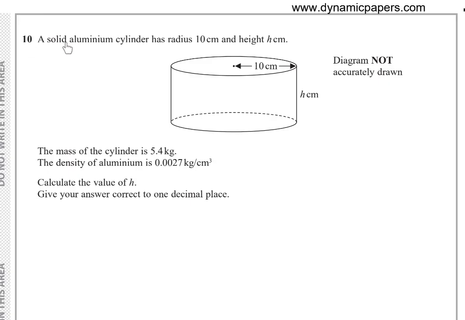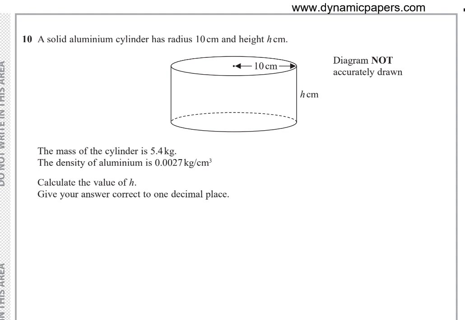Number 10, a solid aluminium cylinder has radius 10 cm and height h. The mass of the cylinder is 5.4 kg. The density of aluminium is 0.0027 kg per cubic centimeter. Calculate the value of h. Give your answer correct to one decimal place.